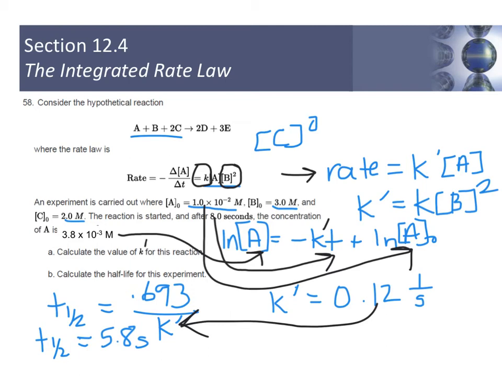So again, the concentrations of B and C were so much larger than the concentration of A that essentially they are going to be unchanged. And the only thing that will change in concentration is the concentration of A. So that's what we're basing our rate law on. That's what we're basing our half-life on.